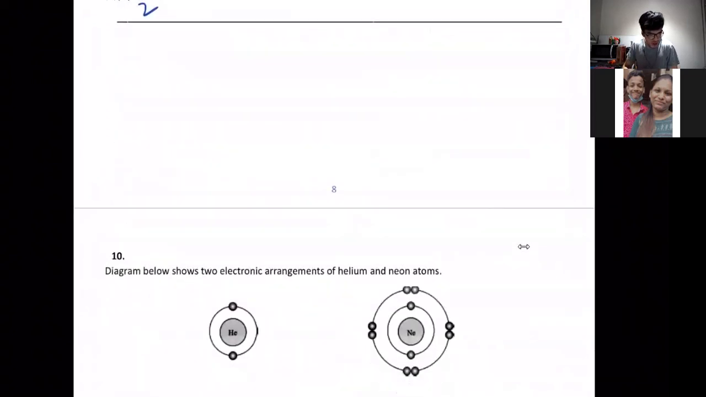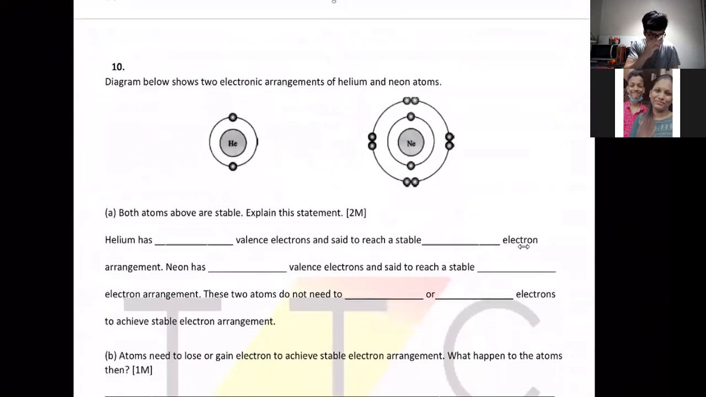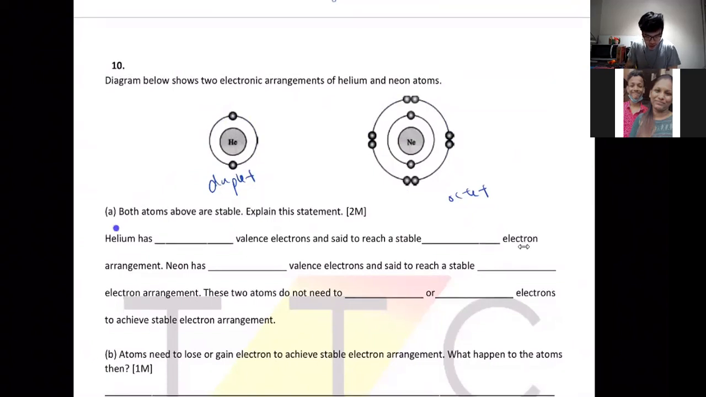Anyway, let's look at the next one. Okay, we have like what, 5 more minutes. So the diagram below shows the electron arrangement of helium and neon. You see this is duplet already. This is octet. Okay, full at the first shell, full at the second shell. So both of these, they're very happy atoms. So both atoms are stable.